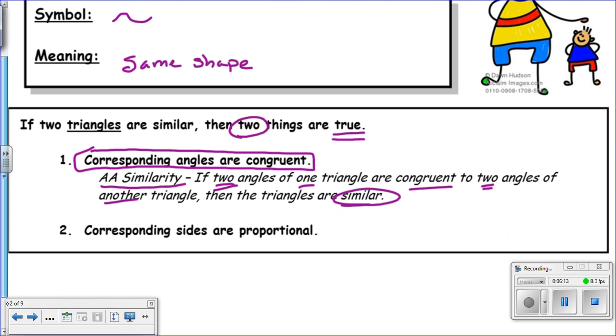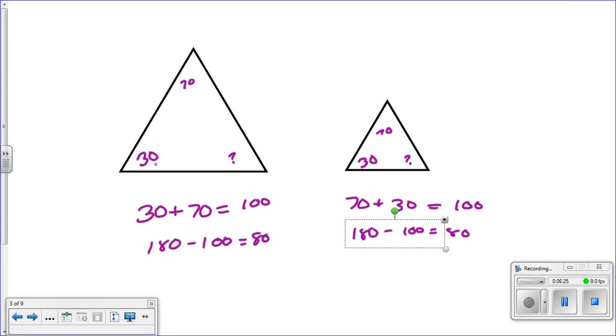Now, what if they don't tell you anything about the angles? Well, here's the other thing that's true. Corresponding sides are proportional. Okay, so let me share with you what that means. So corresponding sides would be proportional. Let's erase all this.